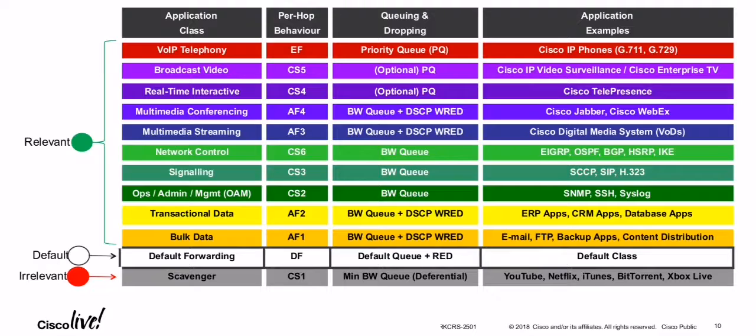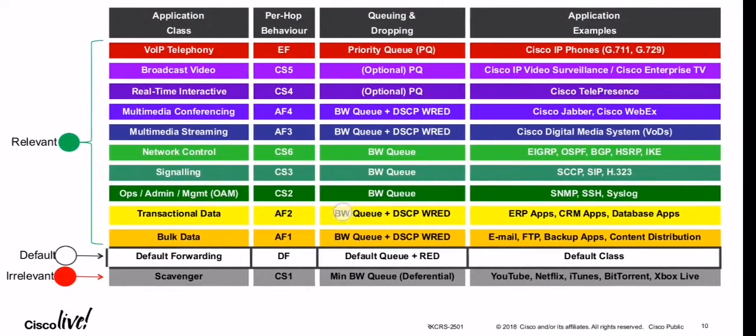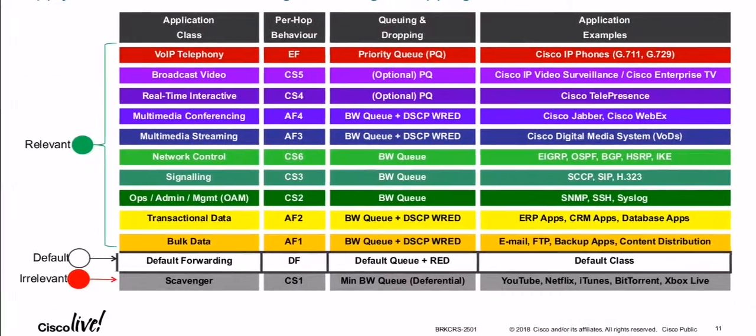All right, and then scavenger traffic, that has the lowest type of priority. YouTube, Netflix, iTunes, any type of just residual, we can say, type of traffic, scavenger traffic, BitTorrent, as we said before, and Xbox Live. All those things, normally they're left with just CS1, class of service 1. All right, very, very useful to know.